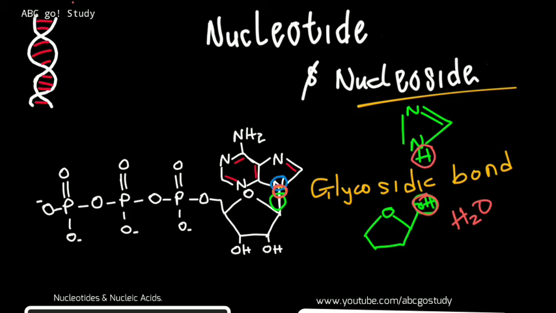So now let me remind you what I said the other time. If that nitrogenous base is a purine base, this bond would form at the N9 position. Do you understand? And if it is a what?